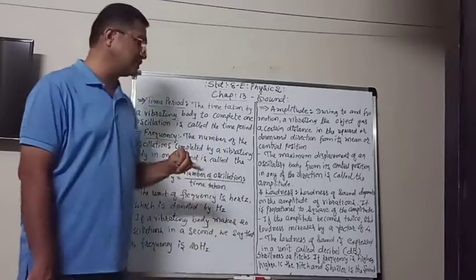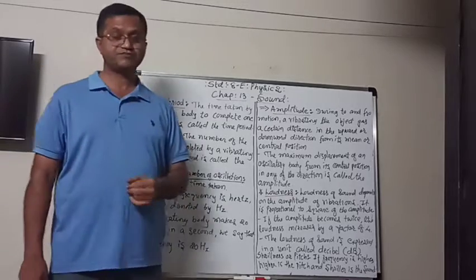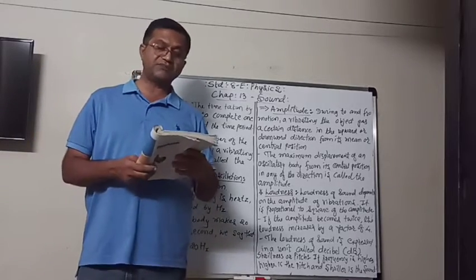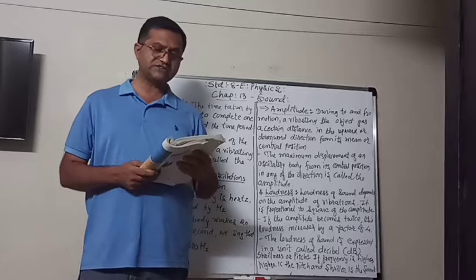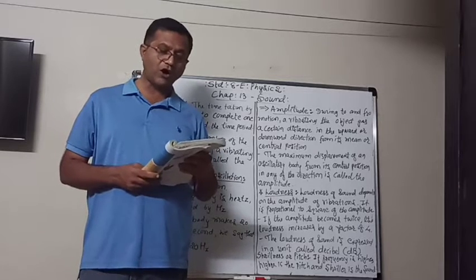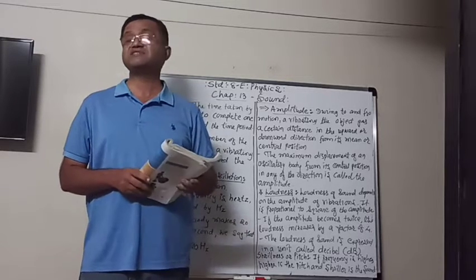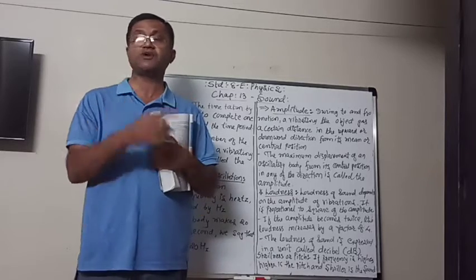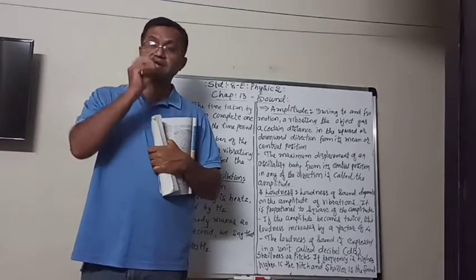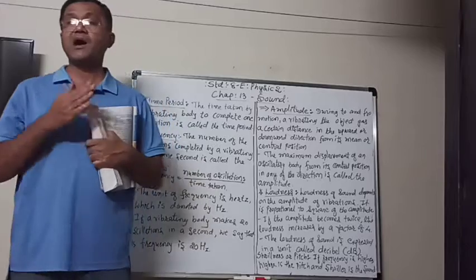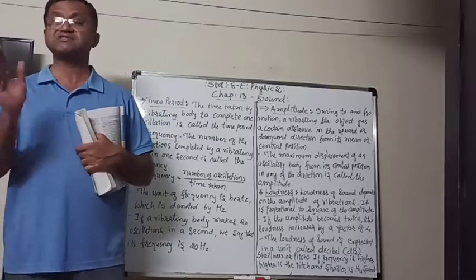Now the second thing is the frequency. Frequency means the number of oscillations per second. Per second means in 1 second. That is, in 1 second how many oscillations are completed.